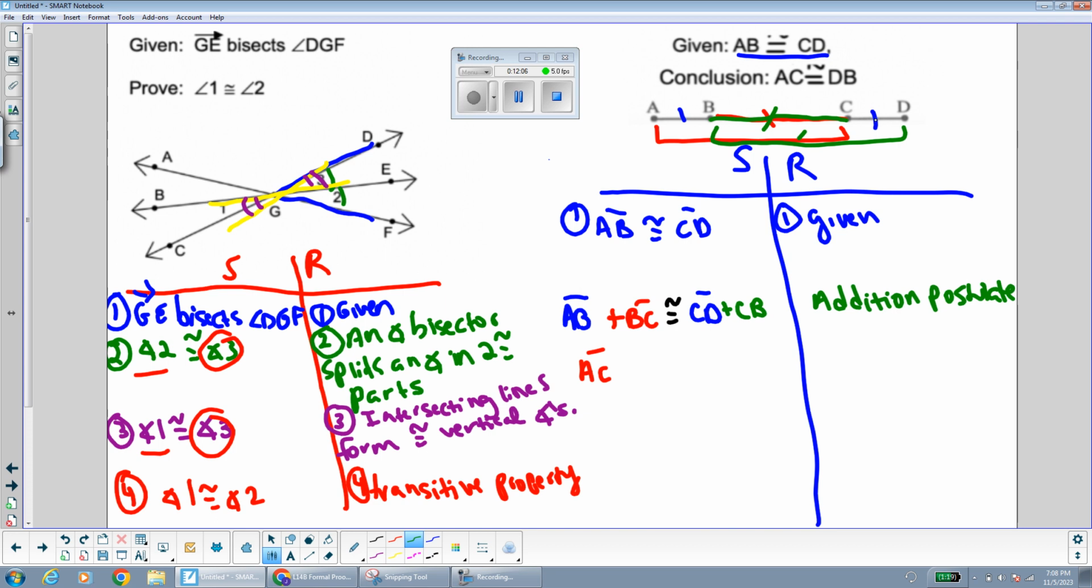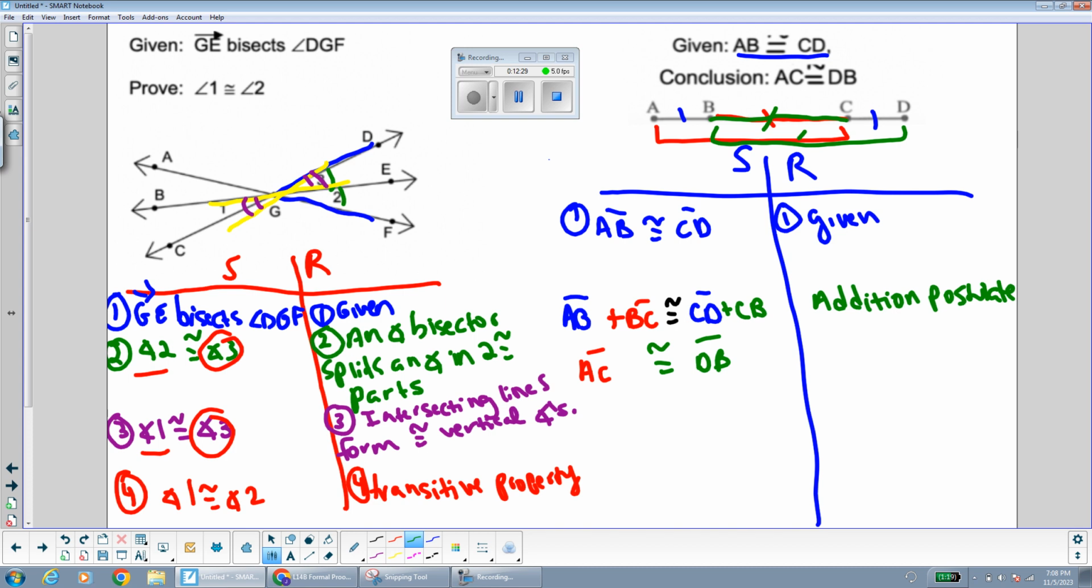And CD plus CB makes DB. Now let's make sure our addition is valid. When you're using the addition or subtraction postulate, you have to be starting with congruent segments and then adding or subtracting congruent segments. So we know our starting segments AB and CD are congruent because that was given information.